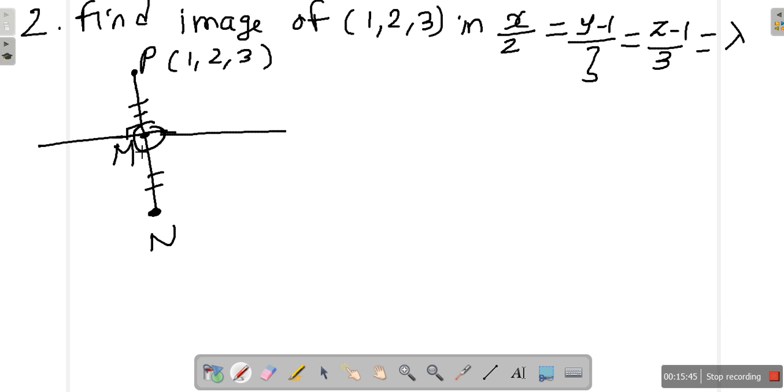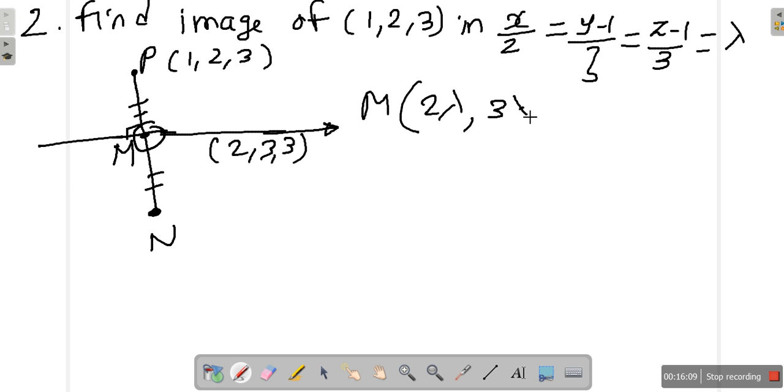But let us do first things first. Let us find the coordinates of M first. What is the vector along the line? The vector along the line is 2, 3, 3. This is the vector along the line. Let us find the coordinates of point M from this formula. So M will have coordinates 2 lambda, 3 lambda plus 1, 3 lambda plus 1. This is M and this is P.